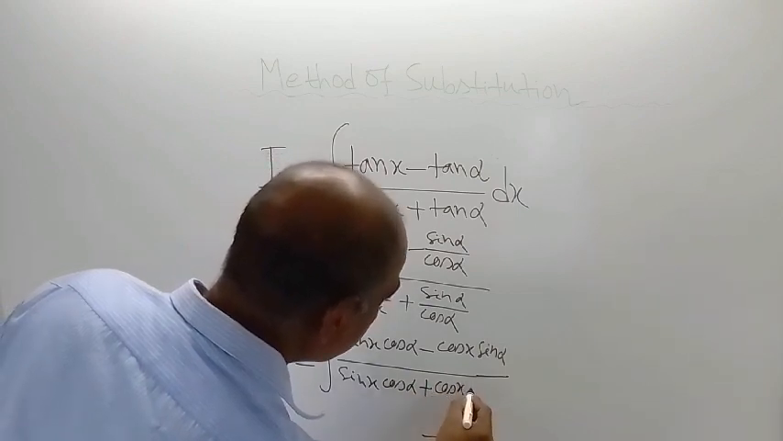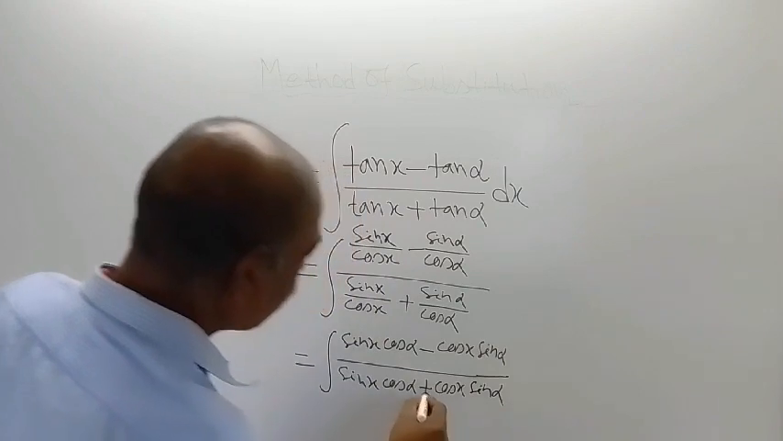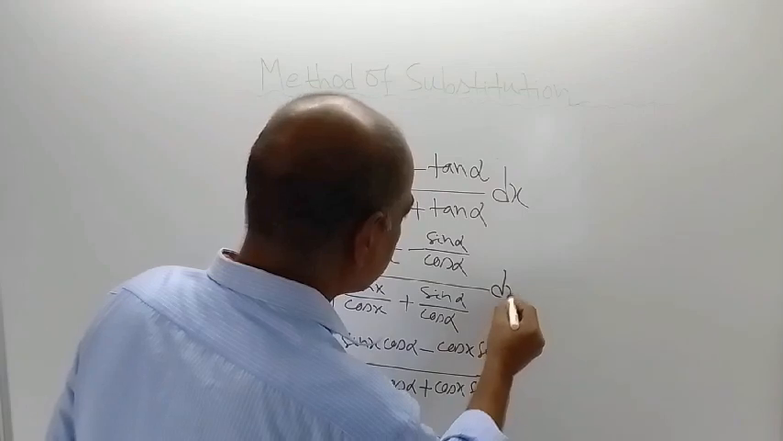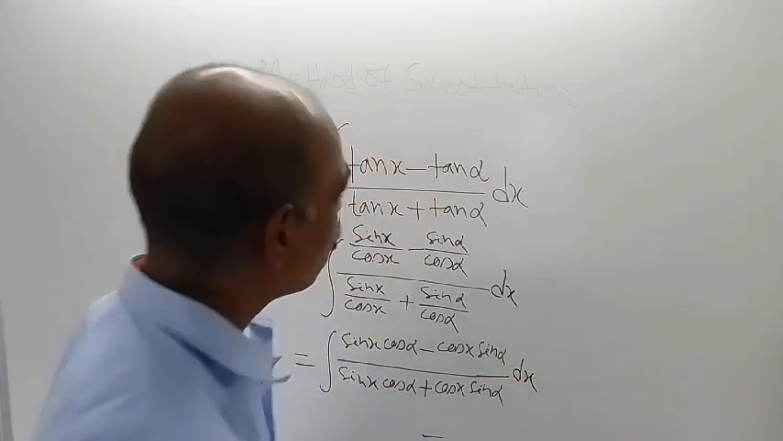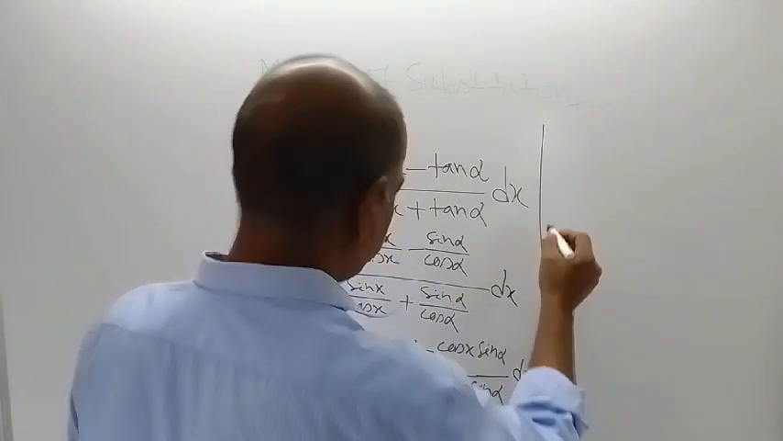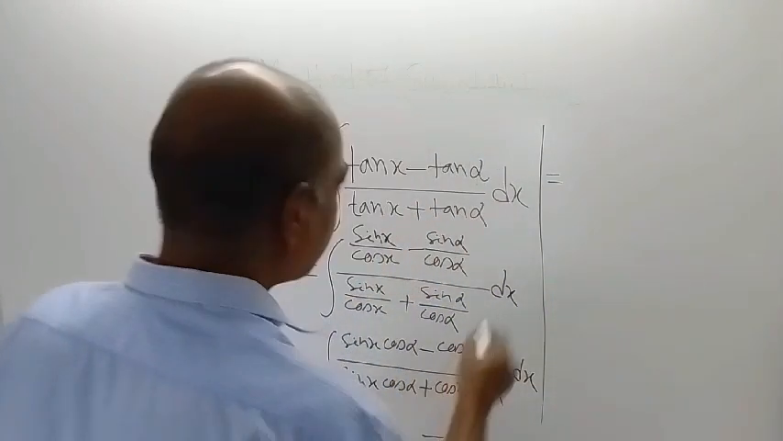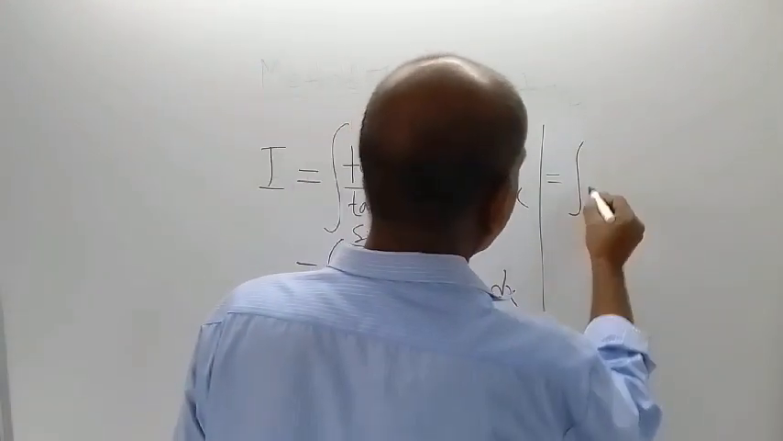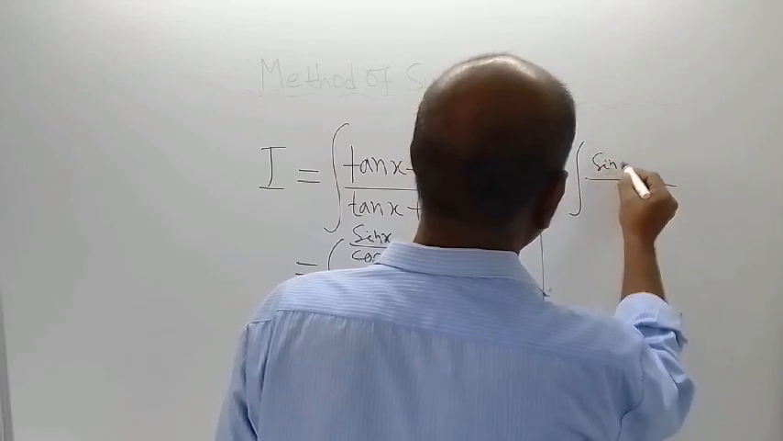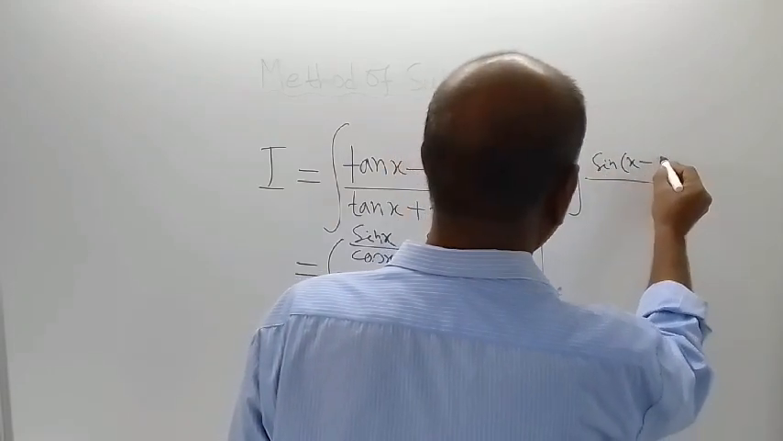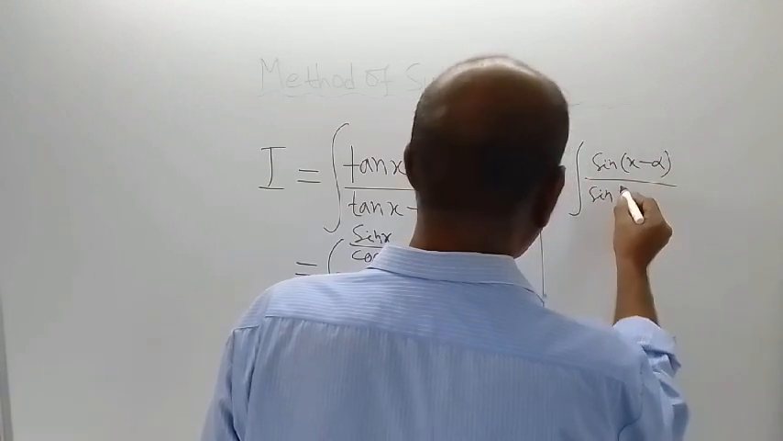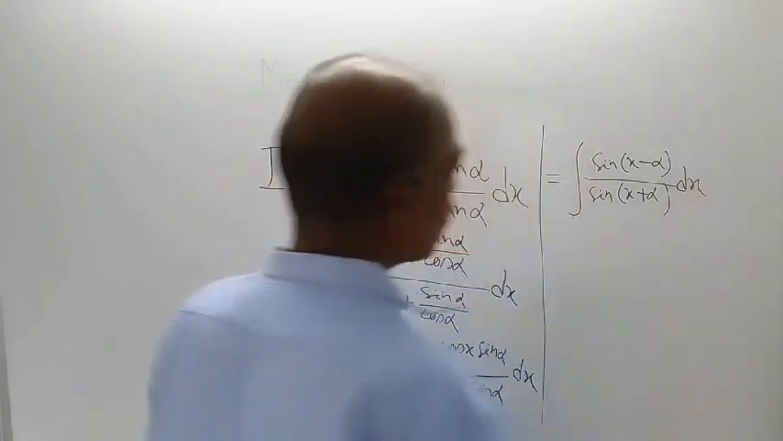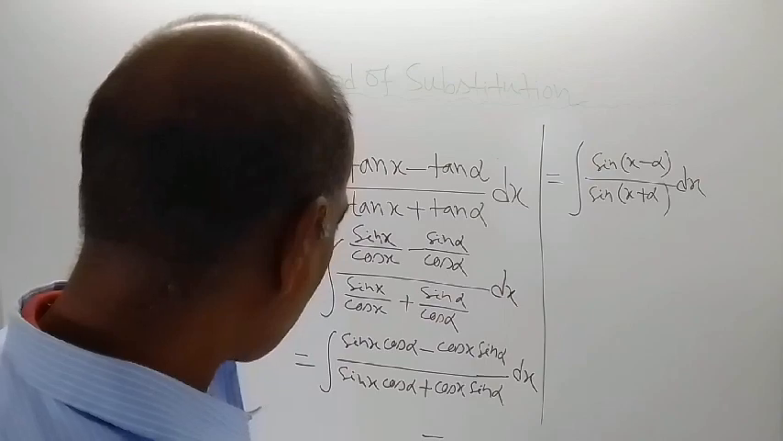I was talking about this positive sign. So, what is the result? Here dx must be there, and here also dx must be there. The next part I am showing here. After this line, this will be the next line. So, this is the integration of sin(x minus alpha), and in the denominator, sin(x plus alpha), and of course dx is there.